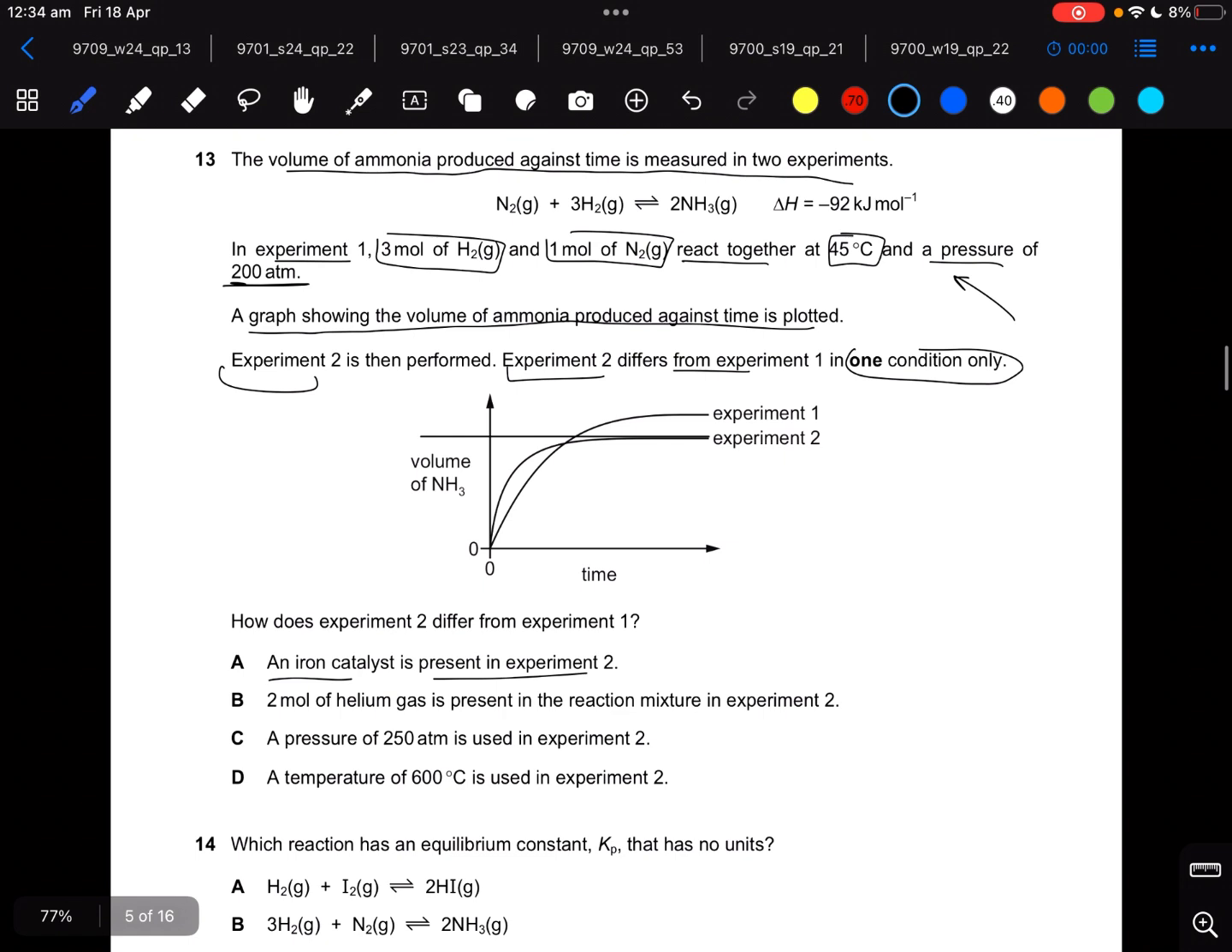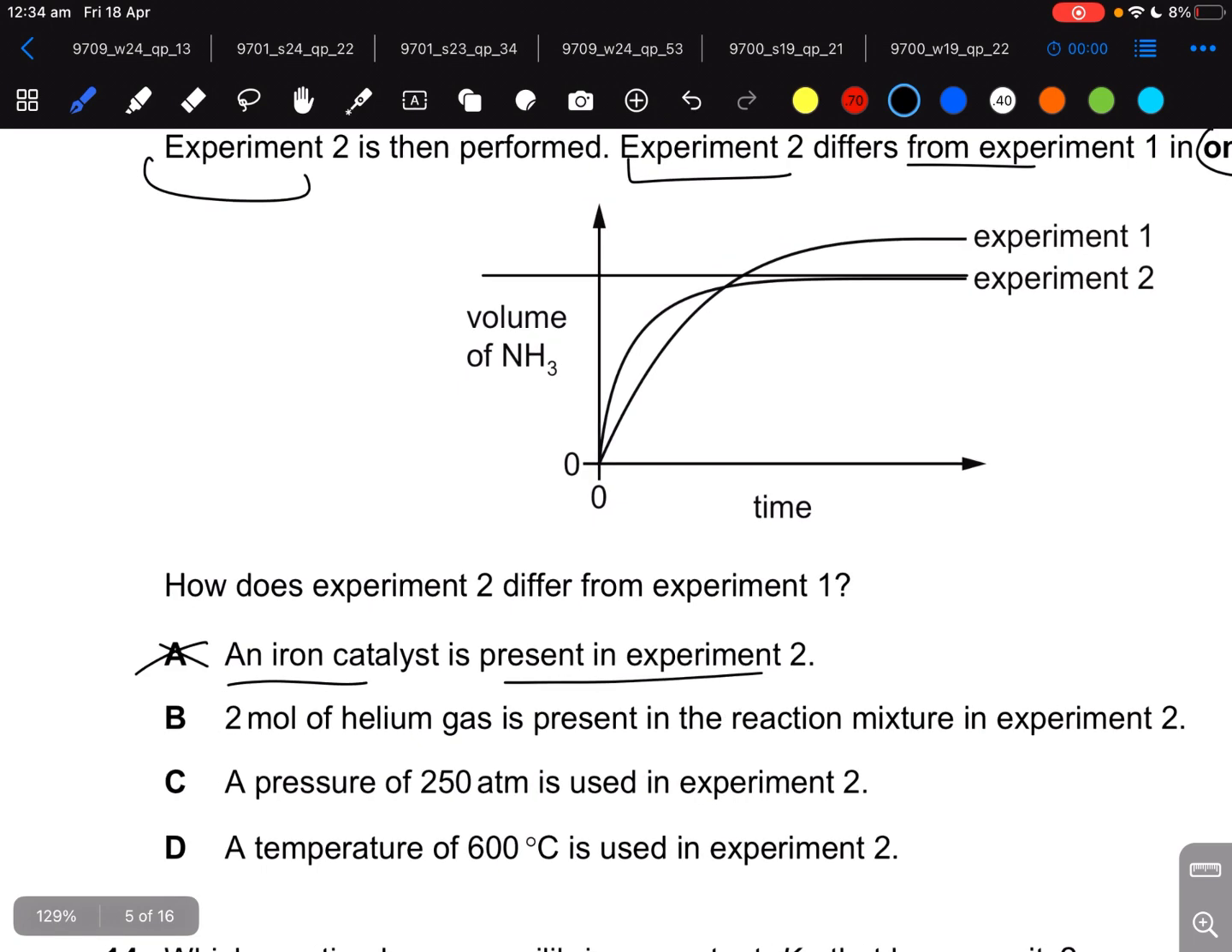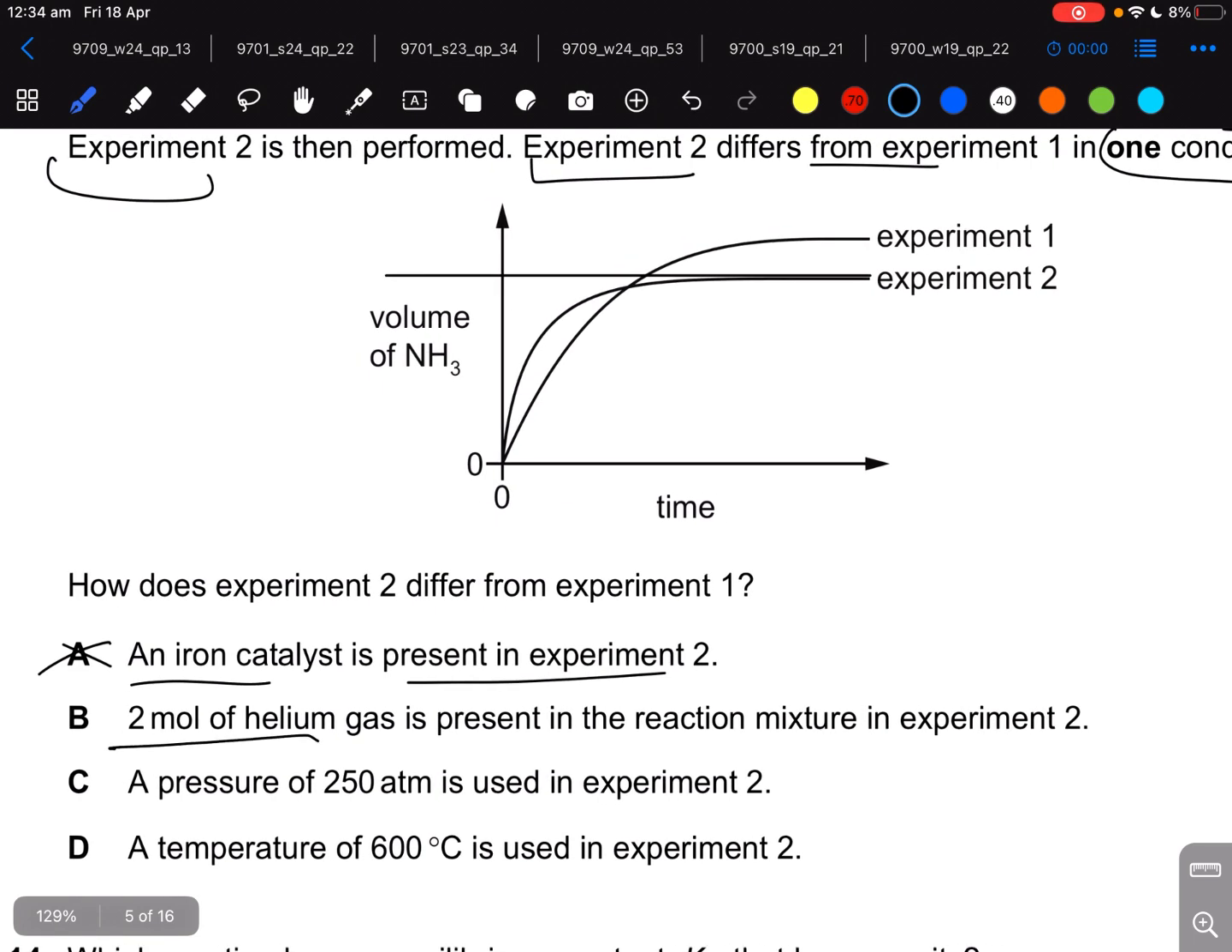This would not lower the amount of ammonia, so this is wrong, because catalysts do not change the equilibrium position, and they only affect the rate, and they affect the rate of the forward and the backward reactions equally. So there's no effect on the concentration of the reactant or the product. So A is wrong. B, 2 moles of helium gas present in the reaction mixture in experiment 2.